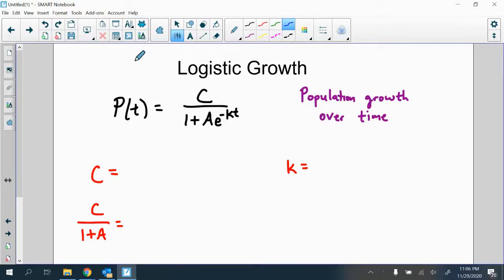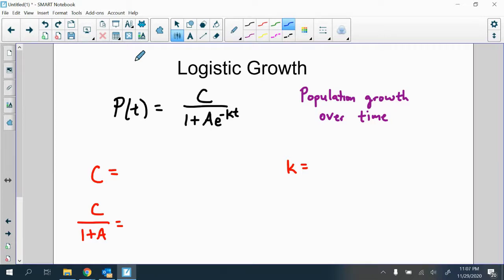This is a very quick video on what logistic growth is and some definitions for it. So logistic growth is a type of function, a logistic function, that helps us understand population growth over time.